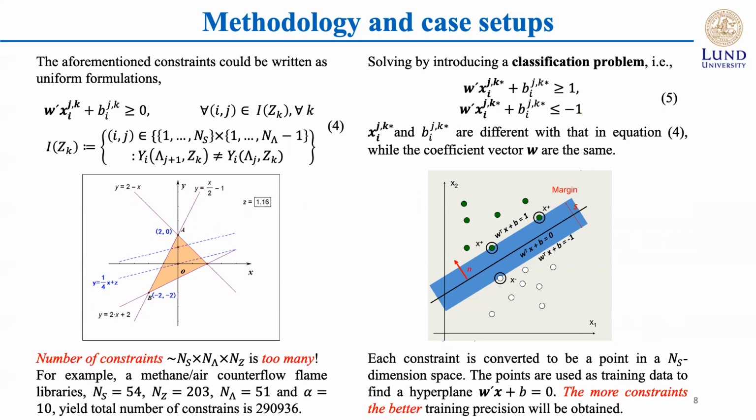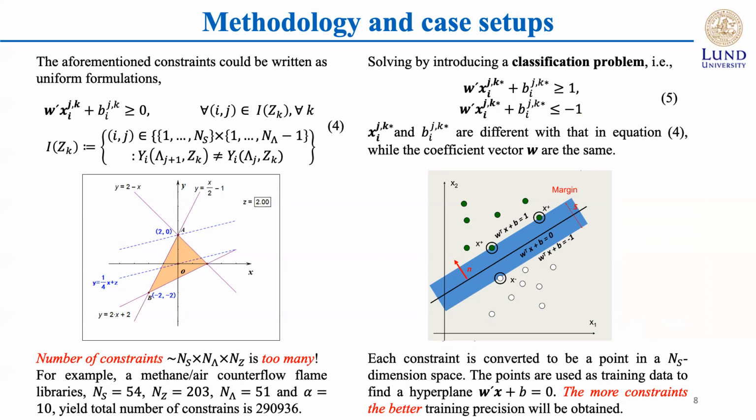I stands for species, J stands for Flamelet parameter, K stands for mixture fraction in non-premixed flame and equivalence ratio in premixed flame. The total number of constraints has an order of Ns times N lambda times Nz, which is too many. For example, a methane air counterflow flame library has a total of 0.29 million constraint equations like equation 4. It's computationally expensive to solve using linear programming.